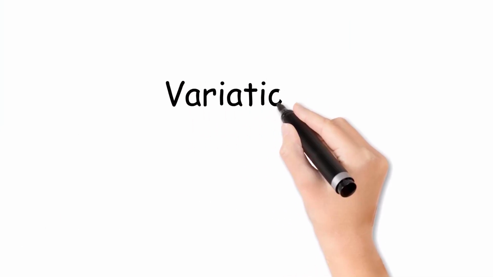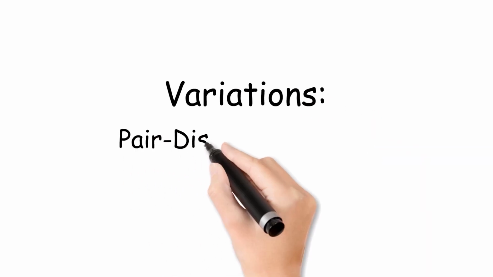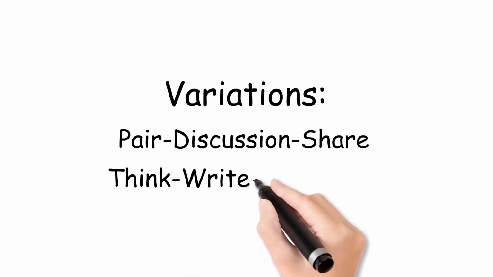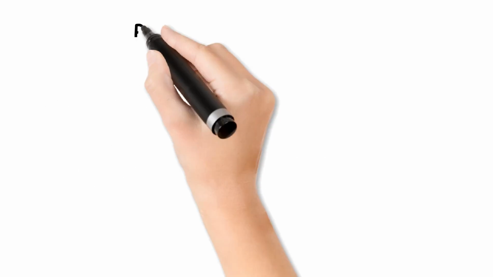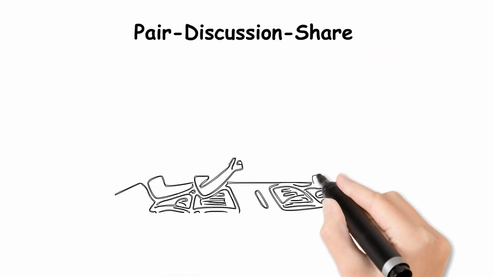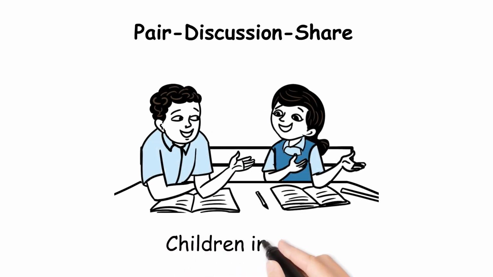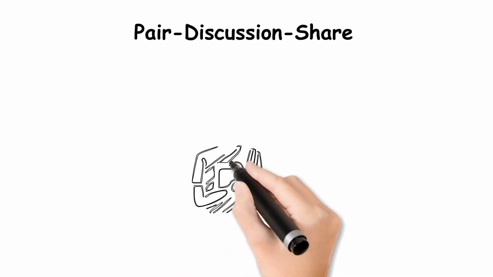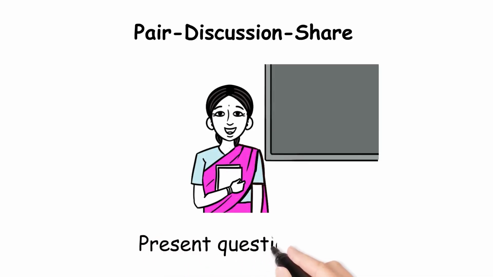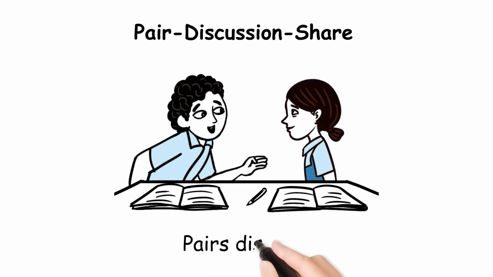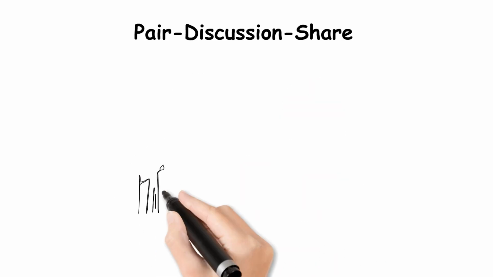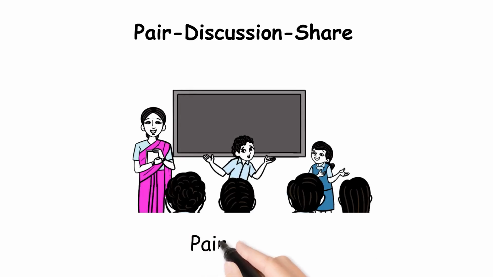Two variations of think, pair, share are frequently used in Mulyavardhan activities: pair discussion share and think, write, pair, share. In pair discussion share, you form pairs, present them your question or task, and ask them to start discussing. After giving sufficient time for discussion, you ask the pairs to tell the class what they have discussed.